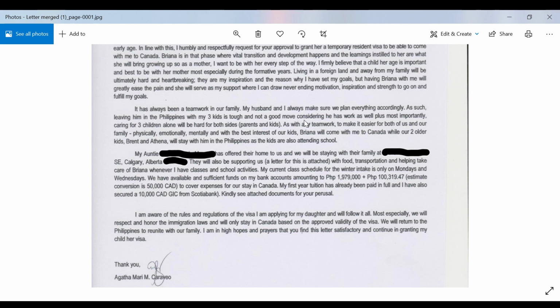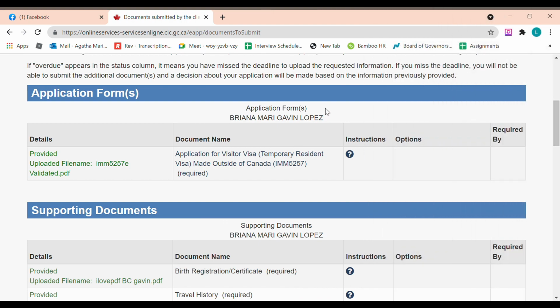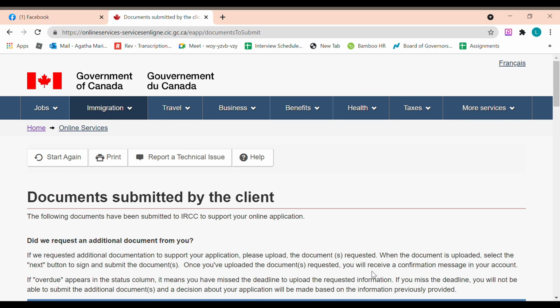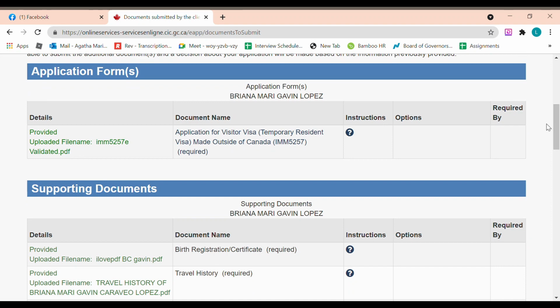So we're going to go through the actual application that I submitted for Gavin for TRV for minor children. We will look into the documents and the requirements and the forms that you need to fill out. And I'll try to explain a little bit of those things as well. Okay, and this is the actual application. It's a good thing that when you log into your GC Key account, all your past applications are going to be there. So this is how it looks like.